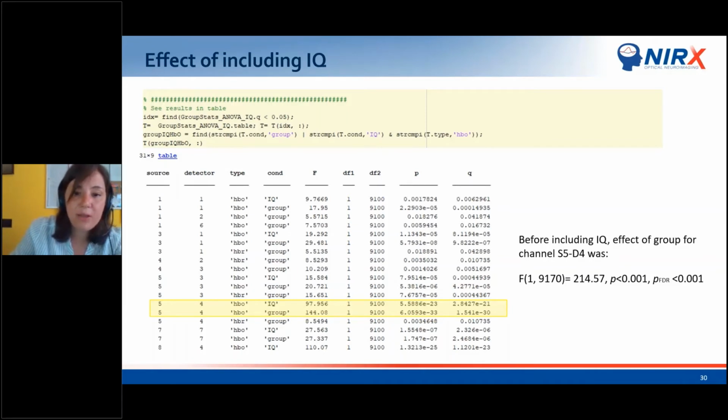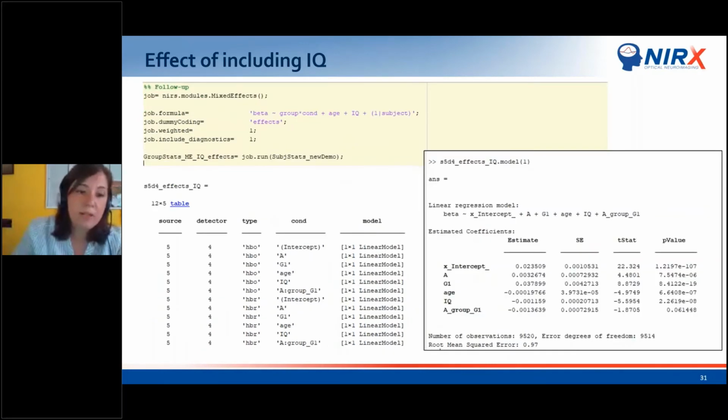Before including the IQ, the effect of group, the F-test associated to the effect of group was 214. So yes, the model basically split the effect in the two. So partly attributed it to the IQ, partly to the group. Both are significant. And now we follow up.